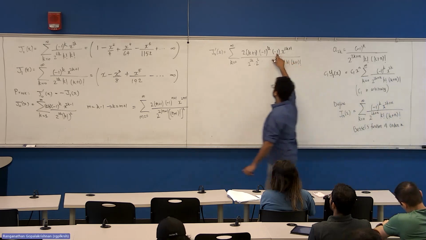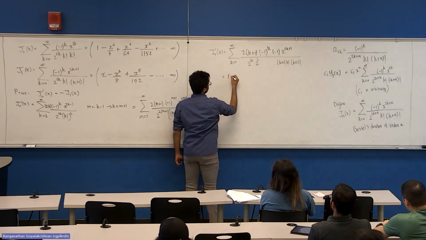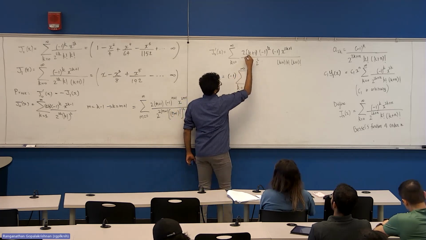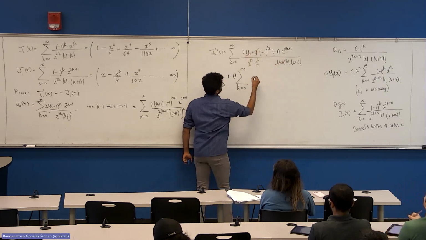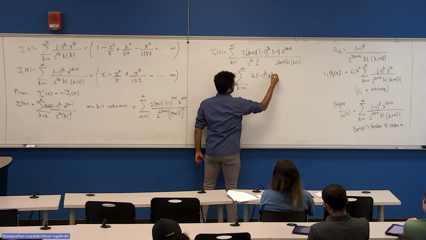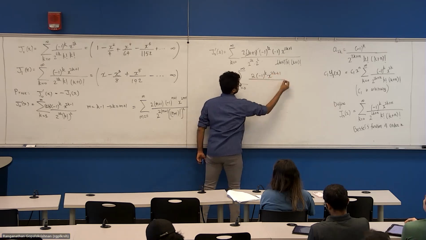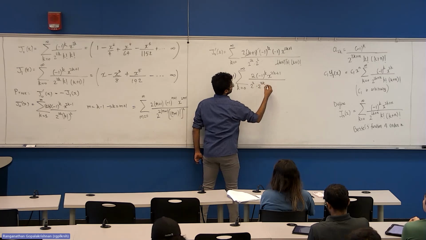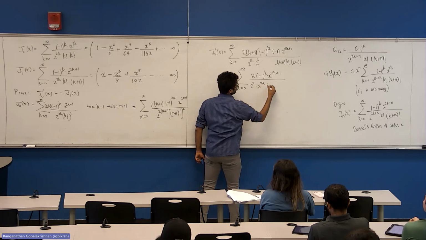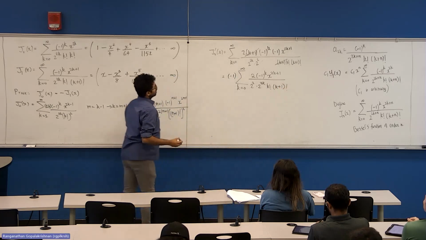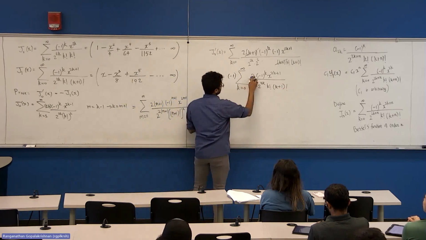Obviously this minus 1 can be written outside, minus 1 multiplied by the sum from k equals 0 to infinity. This k plus 1 goes away. I have 2 times minus 1 power k, x power 2k plus 1, divided by 2 squared times 2 power 2k times k factorial times k plus 1 factorial. I can remove the 2s.